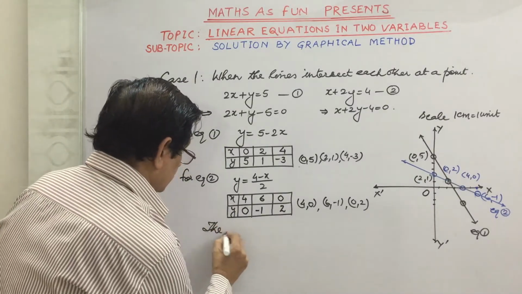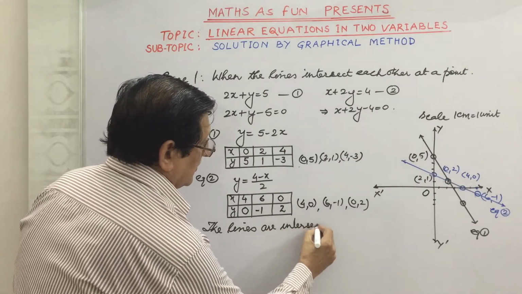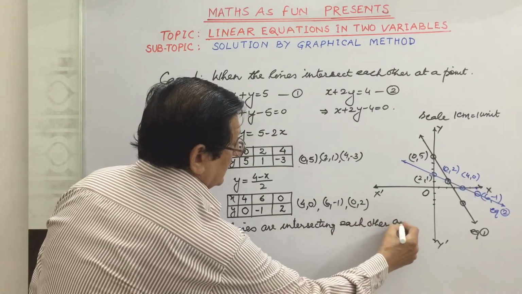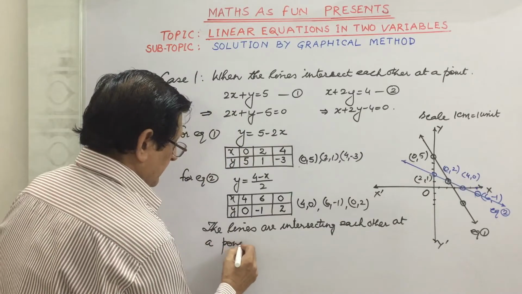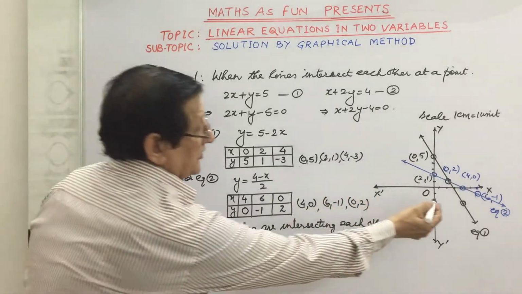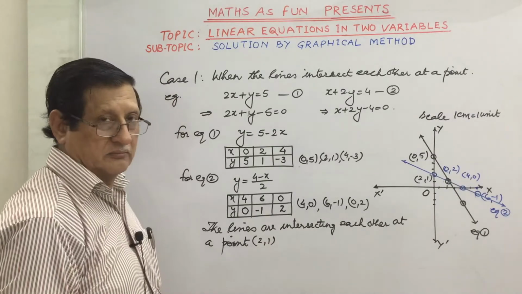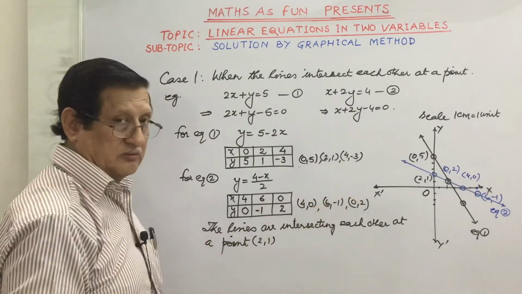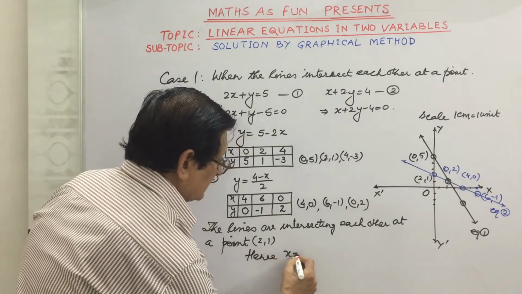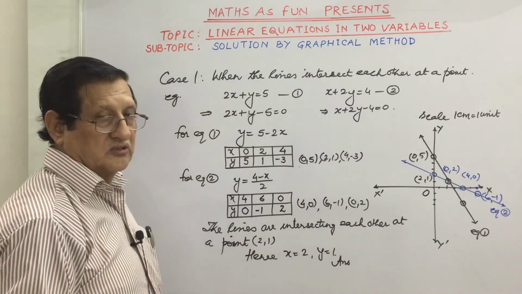The lines are intersecting each other at a point. And what is that point? That point is (2, 1). It means this is a common point for both. And hence we say x equal to 2 and y equal to 1 is the solution for this system of equations.